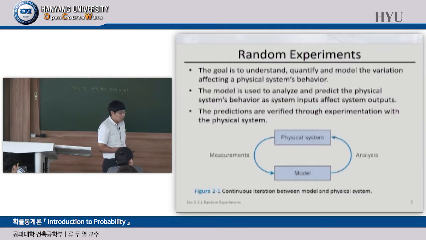And based on the refined model, we can re-predict or presume the physical system. And if the result from the physical system is well predicted by the refined model, we can conclude that the model is appropriate for this physical system. So this procedure requires multiple iterations to obtain the appropriate model for a certain physical system.